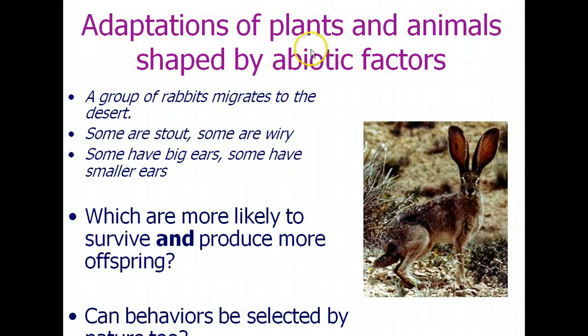Adaptations of plants and animals to abiotic factors: living things have to respond to the non-living environment. Scrawny animals with big ears and large surface areas tend to do better in drier and hotter climates because they can dissipate heat better, whereas thicker animals tend to survive better in colder climates because they can conserve their body heat better. Behaviors also can be selected for by nature too. In desert areas, animals tend to have nocturnal behaviors, coming out at night, and that allows them to survive in the desert because they're not out during the daytime.